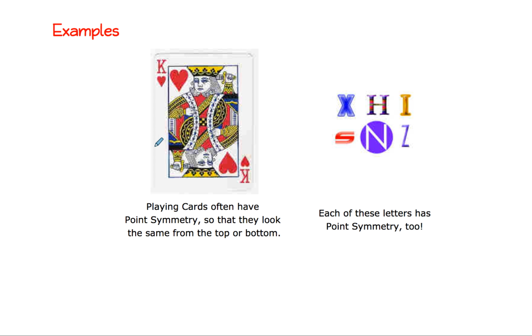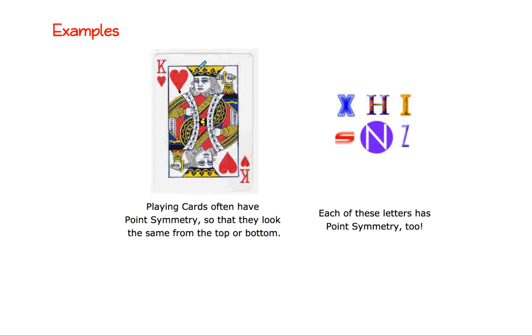Let's take another example. Playing cards often have point symmetry so that they look the same from the top or bottom. What we're saying is this is, for all intents and purposes, your point of origin. And every point, for example, the bottom part of this heart, when reflected over this point of origin, let's make this another color. There we go.